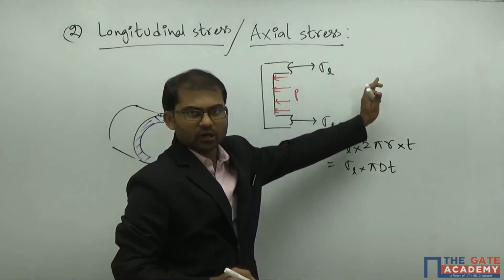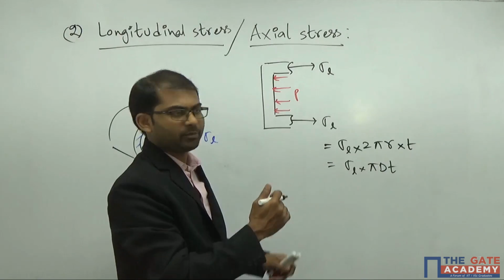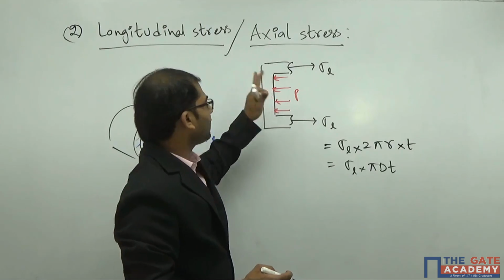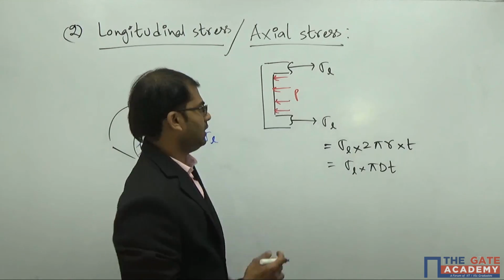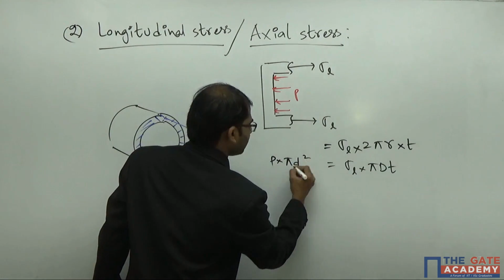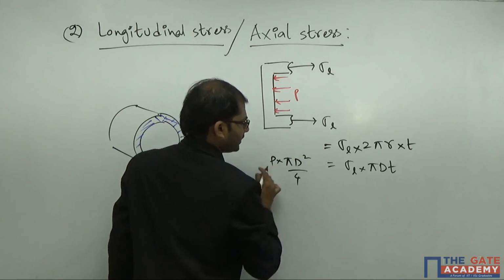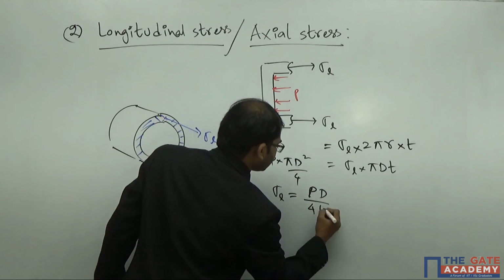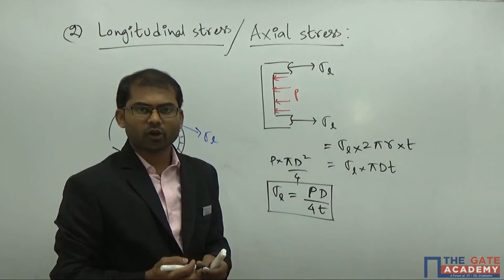This force in the horizontal direction is actually balanced by the pressure force here. In fact, whatever force was created because of pressure in the negative x direction is cancelled out and kept this body in equilibrium by the force corresponding to the induced stress here. So the pressure force is given by pressure P into area pi d square by 4. If you simplify this one here, taking the same diameter d, finally you will get sigma L equal to P d by 4t. This is how you get the value of longitudinal stress.